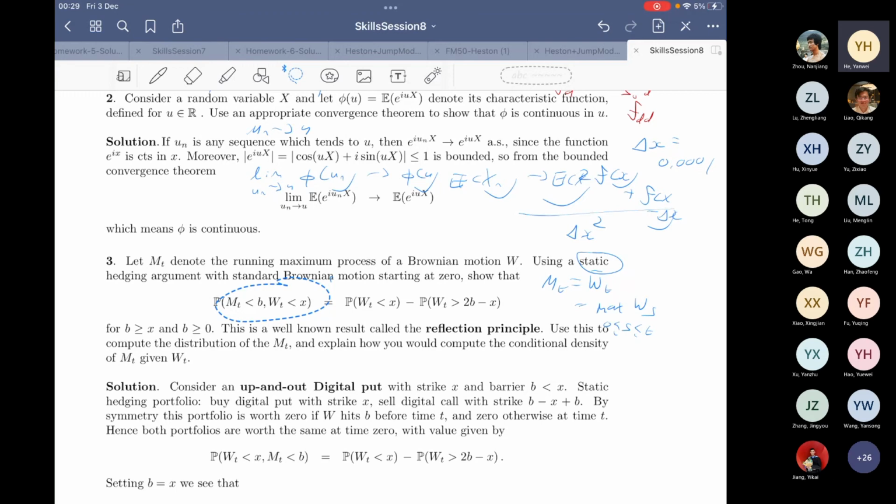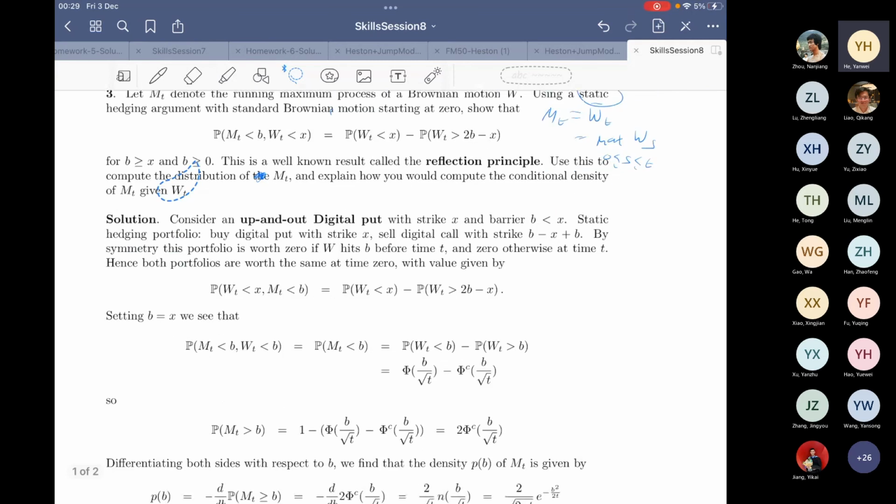So the question says use this to compute the distribution, not of the MT, but of MT itself, and explain how you could compute the conditional density of MT given WT. But I'll do a few other things in the proof as well, because this is quite well.